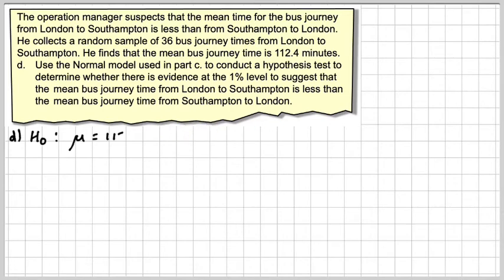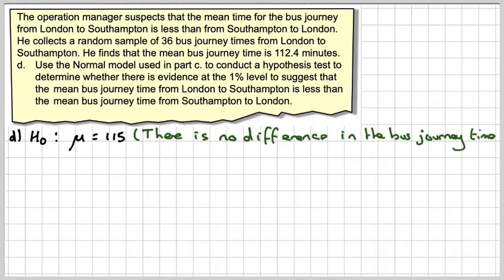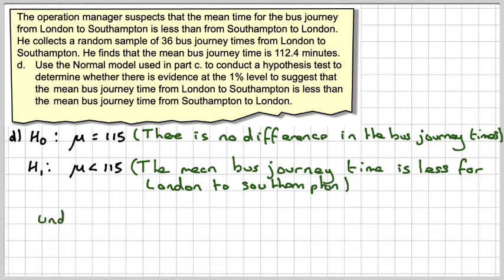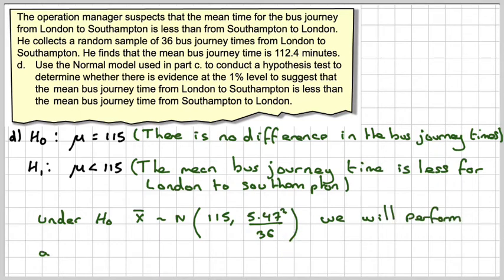Okay, so we need to set up the hypotheses. H0: the population mean is equal to 115, there's no difference in the bus journey times. And then H1: mu is less than 115, the mean bus journey time is less for London to Southampton. Under H0, x bar will be normal with mean 115 and variance 5.47 squared over 36, and we'll perform a one-tailed test because we're looking for a definite decrease.